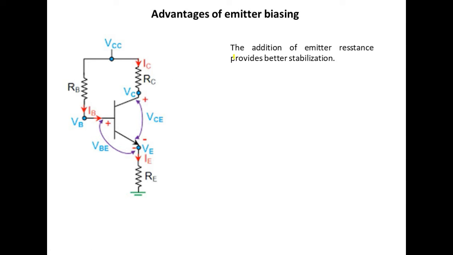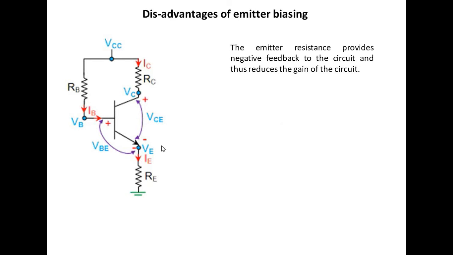Advantages of the emitter biasing circuits: the addition of emitter resistance provides better stabilization. Disadvantages of emitter biasing: the emitter resistance provides negative feedback to the circuit and thus reduces the gain of the circuit.